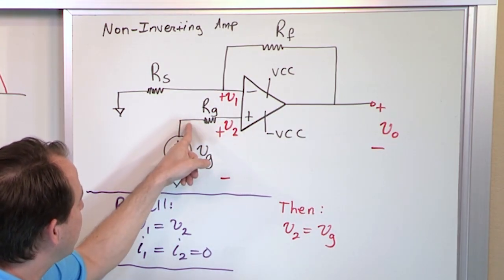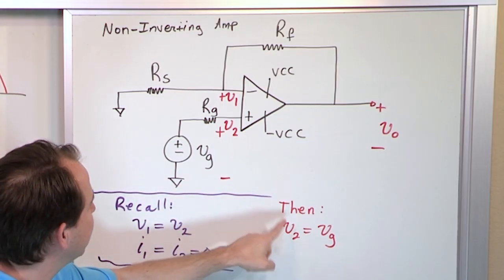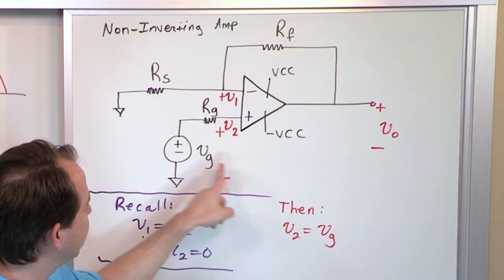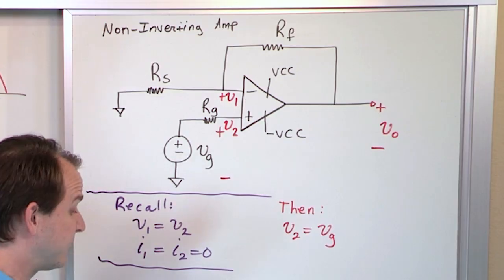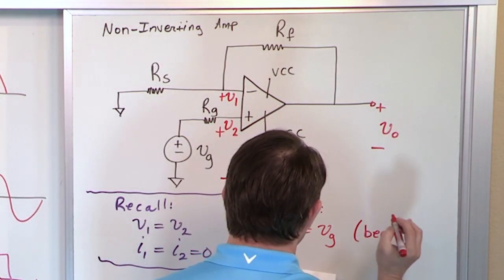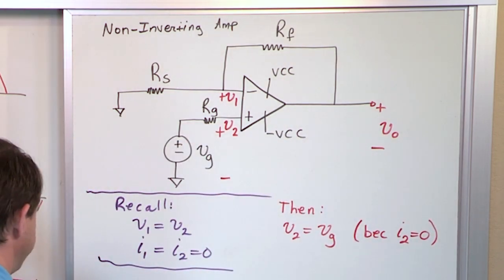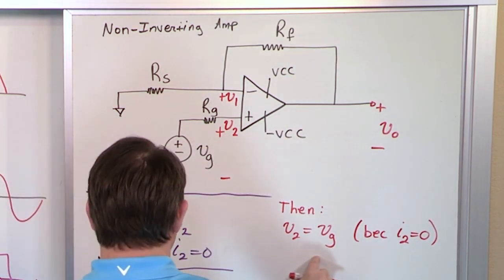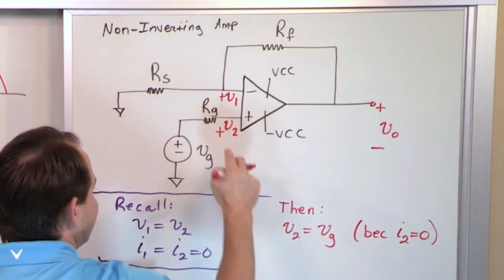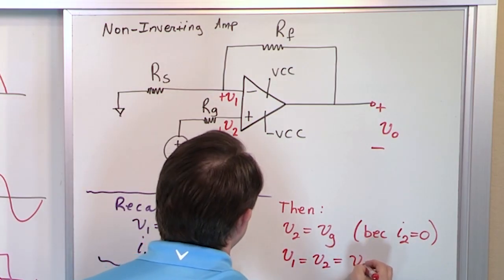If it were negative 3 volts, it would be negative 3 volts here because there's no current going through that resistor. So what I'm saying is the voltage V2 is the same as the source voltage VG on both sides of that resistor. That's all I'm saying. Okay? And this is because I sub 2, the current going into the op amp, is equal to 0. So because this is true, and because of the virtual short, then I also know that V1 must be equal to V2, which must be equal to VG.